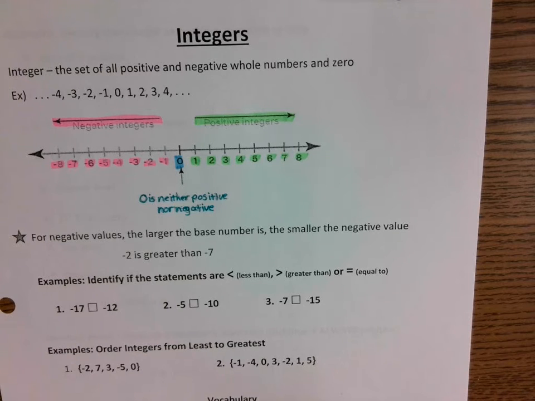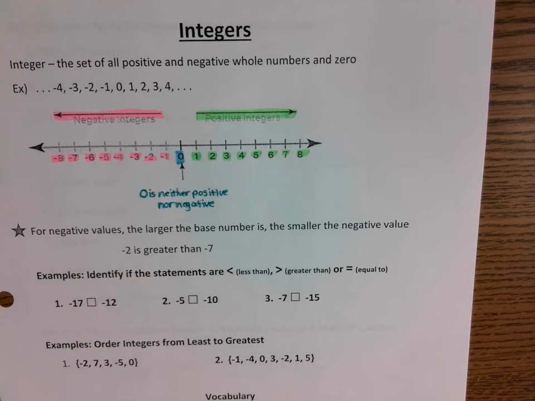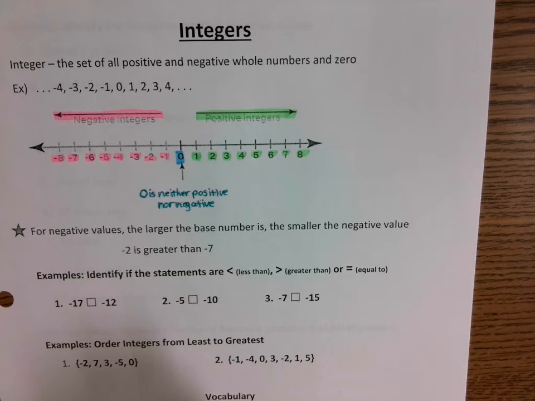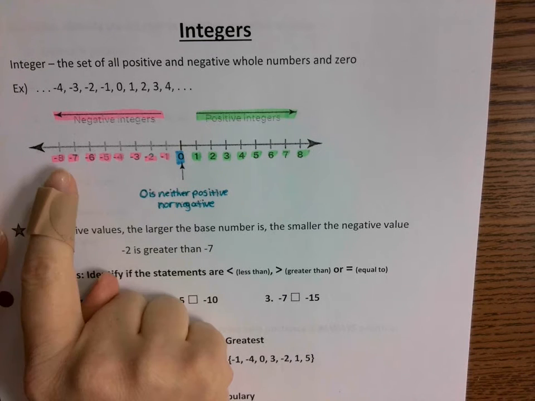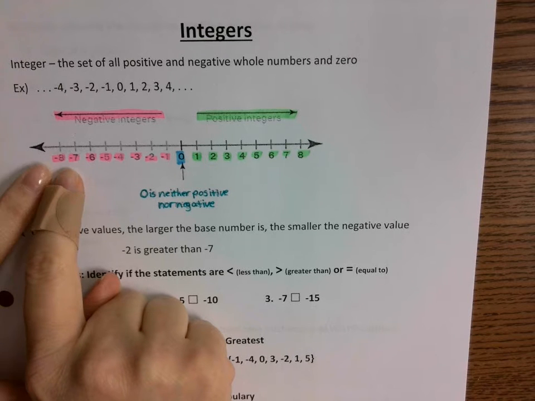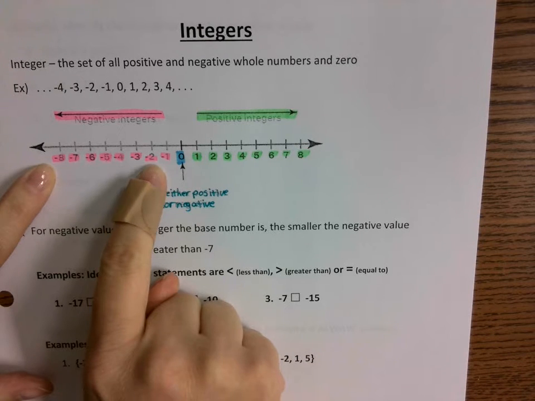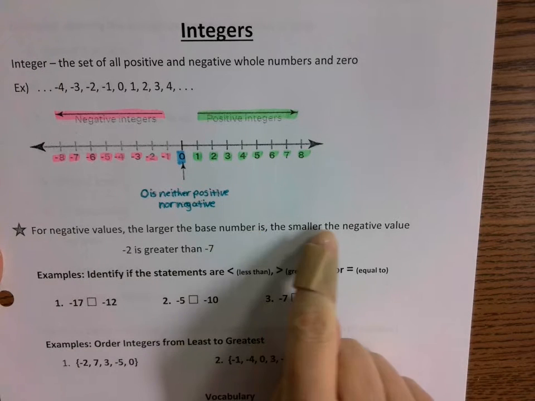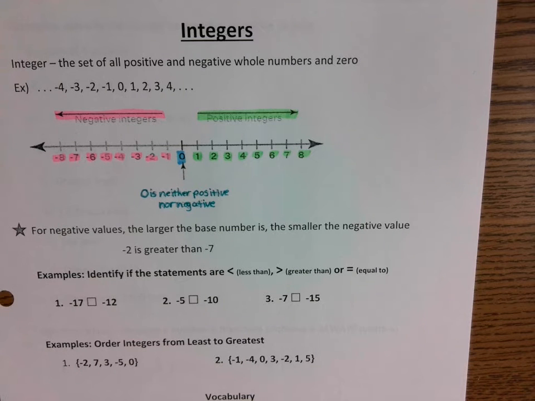Okay, it's also important to notice that the further to the left of 0 you get, the smaller the number is. If you look at the actual value, -8 is smaller than -2, but we always know 8 as being bigger than 2. When you put a negative with it, the larger the base number is, the smaller the negative value is going to be worth. Okay, that's what you need to get. Moving on.